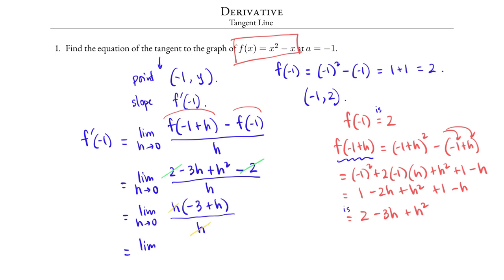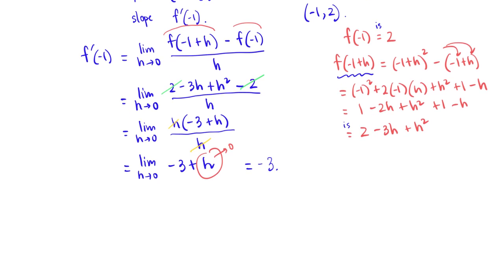What we have left is the limit as h goes to 0 of -3 plus h, and then we evaluate this limit. As h goes to 0, -3 plus h goes to -3. And so this negative 3 is the slope of the tangent line that we are looking for. The equation for the tangent line is y minus the given y value, which we computed, it was 2, equals the slope, which is negative 3, times x minus the x coordinate, which is negative 1.